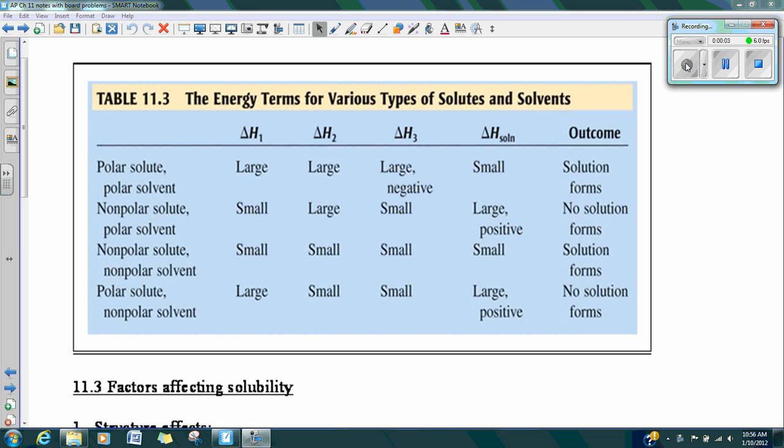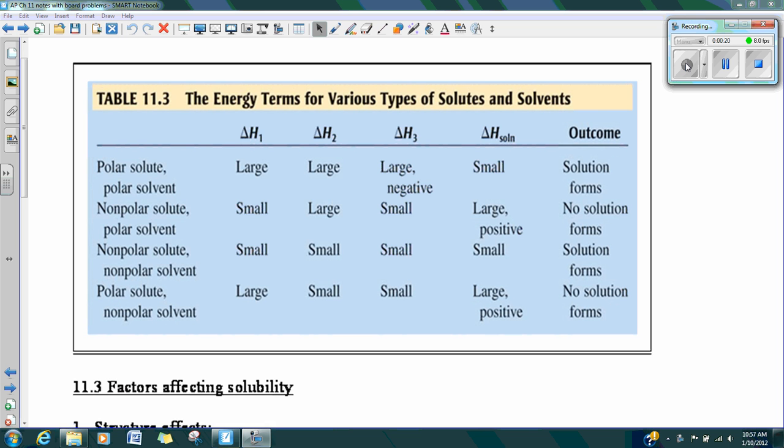Good morning, everybody. This is going to be our second podcast of Chapter 11, and today we're going to talk a little bit more about solubility. We did this in the last podcast where we talked about what it takes to dissolve something. And this chart right here that we're starting with is a little bit of a summary of that.